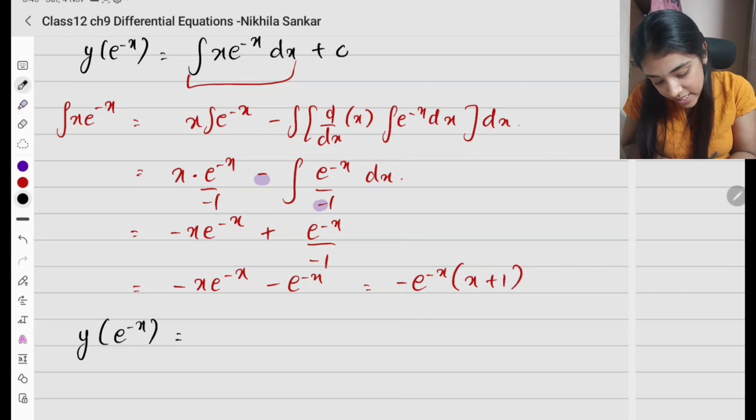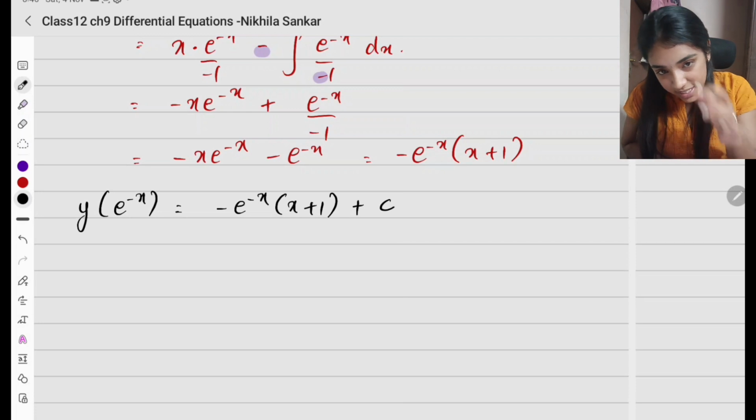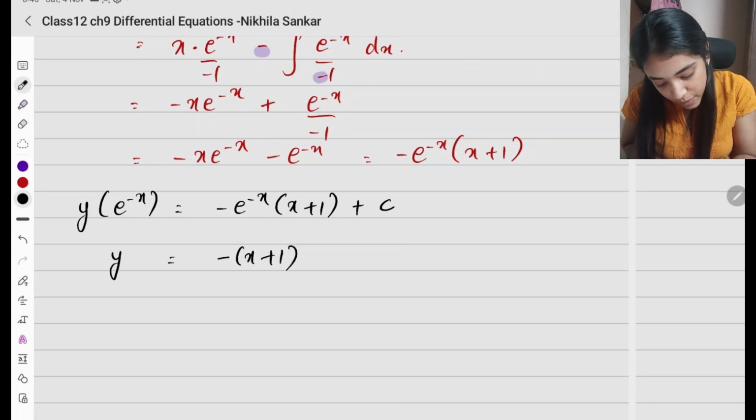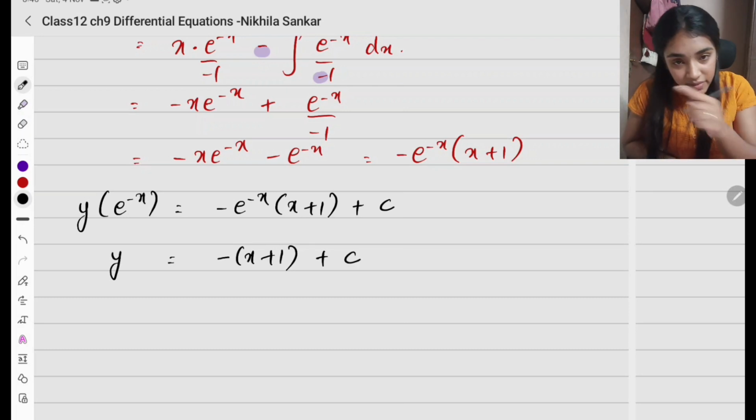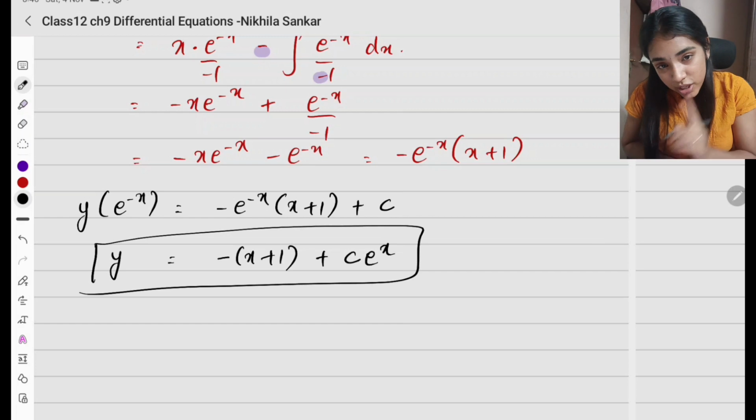y e to the minus x equals minus e to the minus x into x plus 1 plus c. Now if I divide everything by e to the minus x, I have y equals minus of x plus 1, put a bracket, c divided by e to the minus x, I write that in the numerator. So this is my general solution.